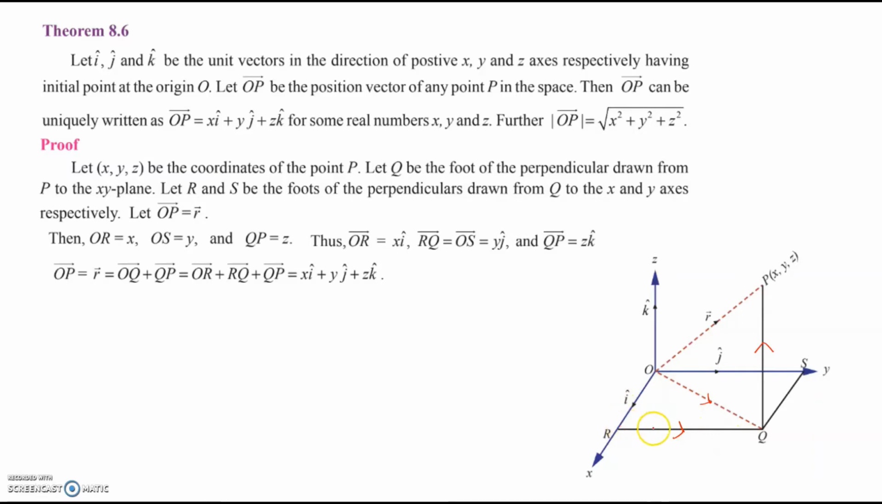OR vector plus RQ vector. Right? So the sum of these two vectors will be OQ vector. So we replace OQ vector with OR plus RQ. So we have that here. Now, our vector R is right now equal to OR vector plus RQ vector plus QP vector.